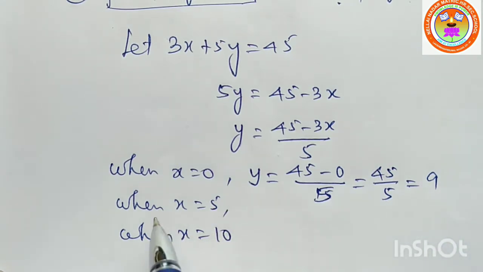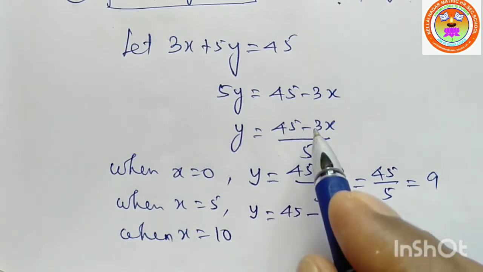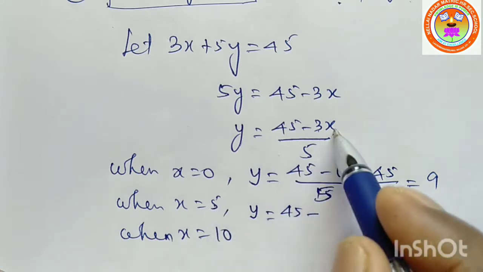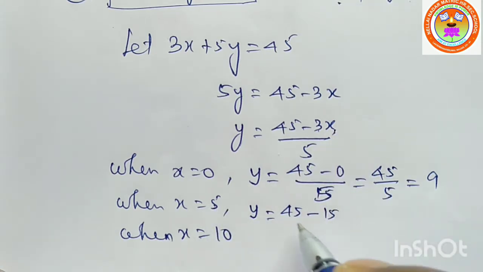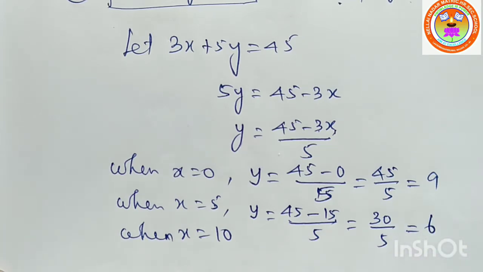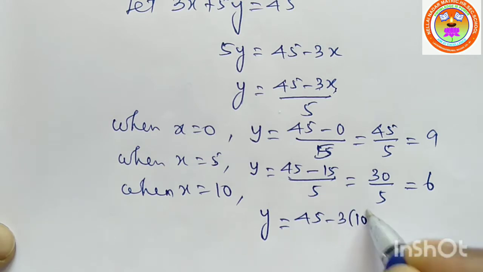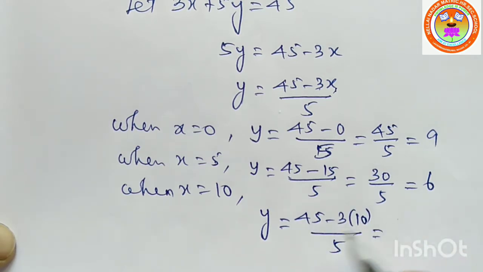Similarly, when we apply x is equal to 5, what is y? 45 minus 3 times x, that is 3 times 5, 15, by 5. So we will get 45 minus 15, that is 30. 30 by 5, that is 6. 6 5s are 30. Likewise, when we apply x is equal to 10, y is equal to (45 minus 3 into 10) by 5. So 45 minus 30, that is 15. 15 by 5 is equal to 3.